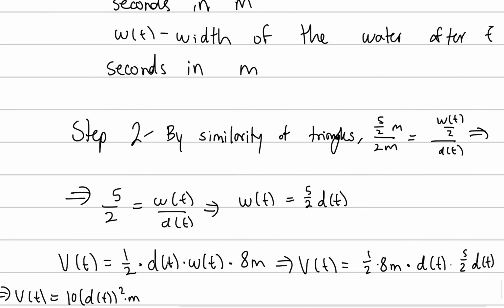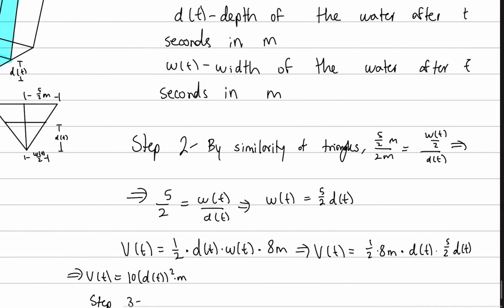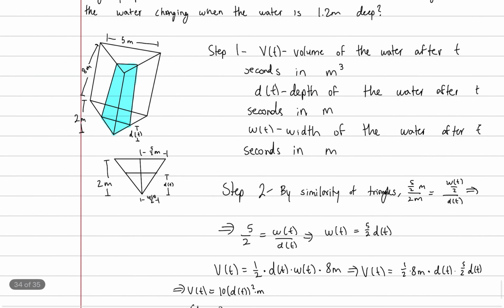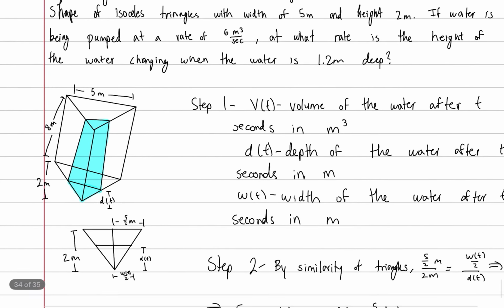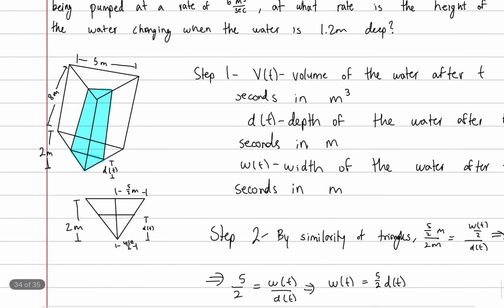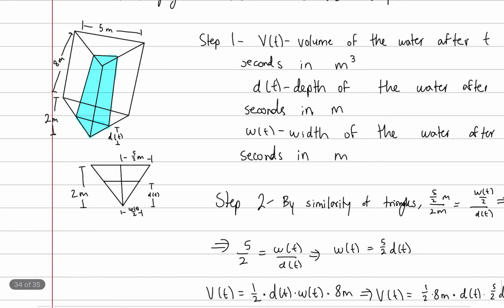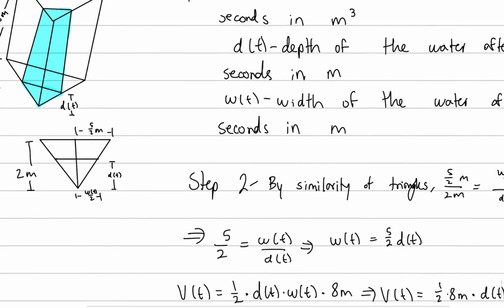But when we do the algebra, we get that 5/2 is equal to the ratio of w to d. And the key thing here is to notice, what do we want to express? Do we want to express w in terms of d or d in terms of w? Now it's saying when the water is 1.2 meters deep, so we want to eliminate the width. We don't care about the width. We need depth, okay? So we're going to do w of t is equal to 5/2 d of t.